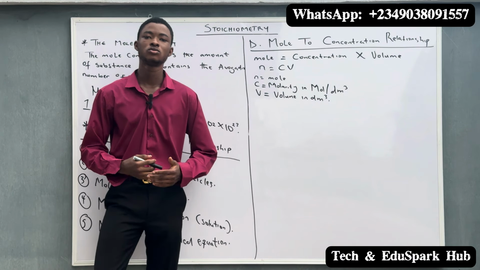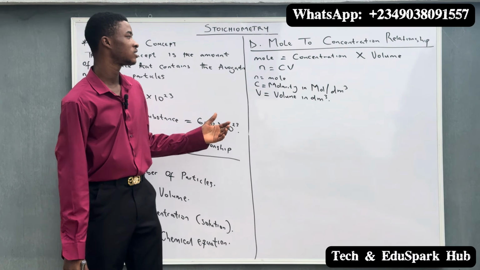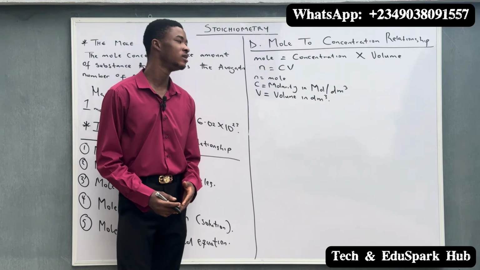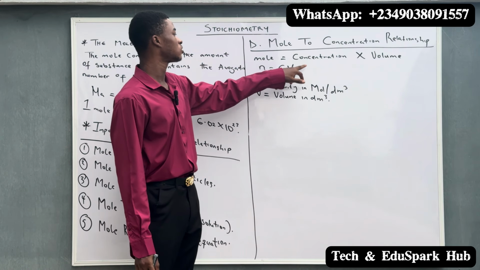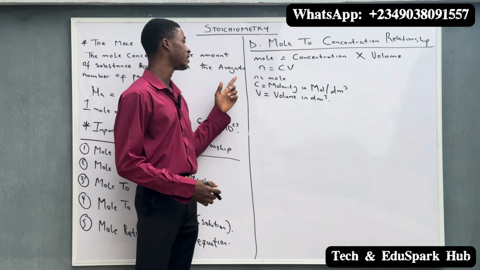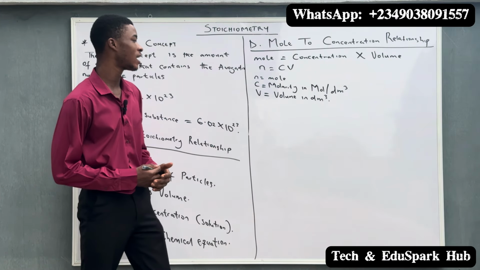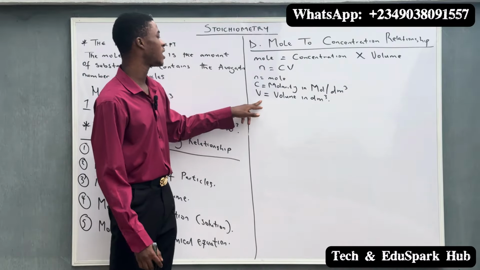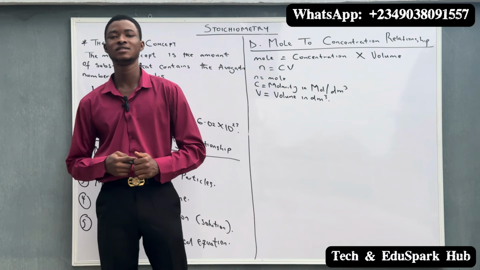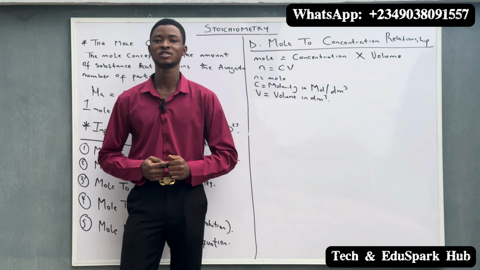So this is all to note about the mole to concentration relationship. This has to do with what? Solution. So it has to do with solubility. So we have mole is equal to concentration multiplied by the volume. So N is equal to CV, and N is the number of mole, while C is the molarity in mole per dm cube, and we have the volume in dm cube.